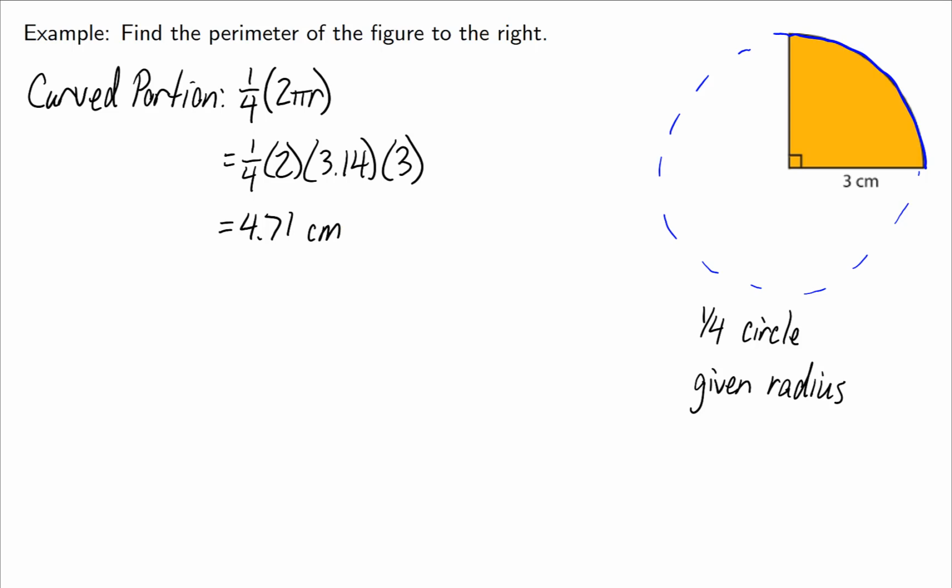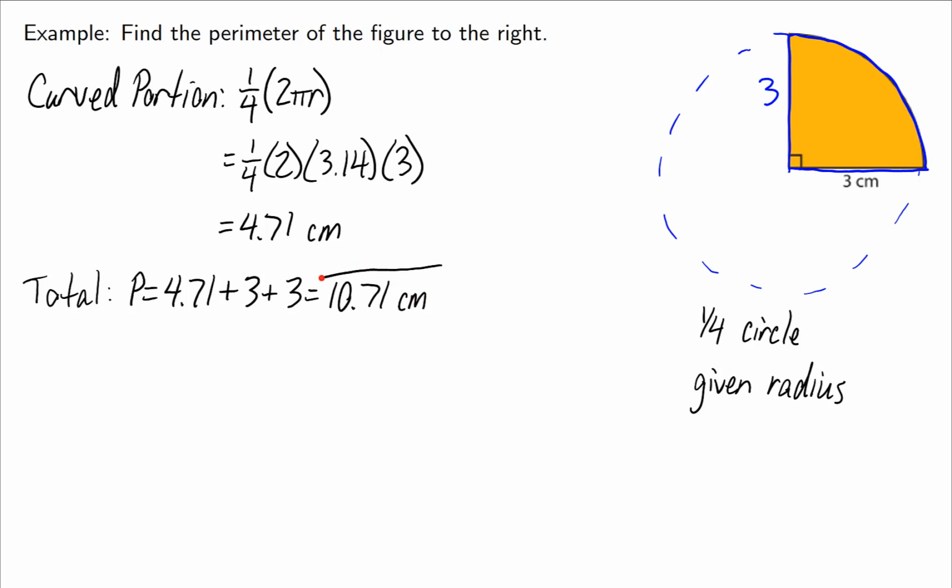Now keep in mind that is not the answer. I need to find the distance around the figure. So I need to add 3 for this length. But, fair warning, you also need to add 3 for this length. Even though it's not written, it's still one of the sides for the outside. So for my total perimeter, I get 4.71 plus 3 plus 3, which is 10.71 centimeters.